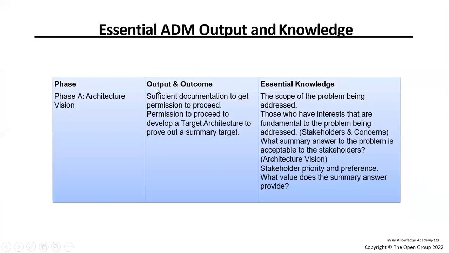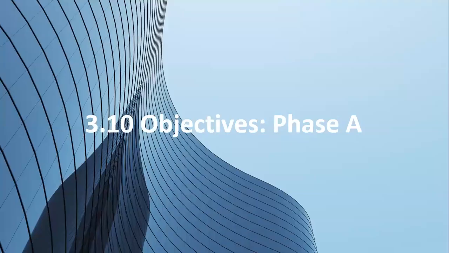Have a look at what is the output and outcome of phase A. What is the knowledge you require? We have discussed it, but I wanted to specifically go through this one, output and outcome, in every phase. Any doubt we can discuss again.